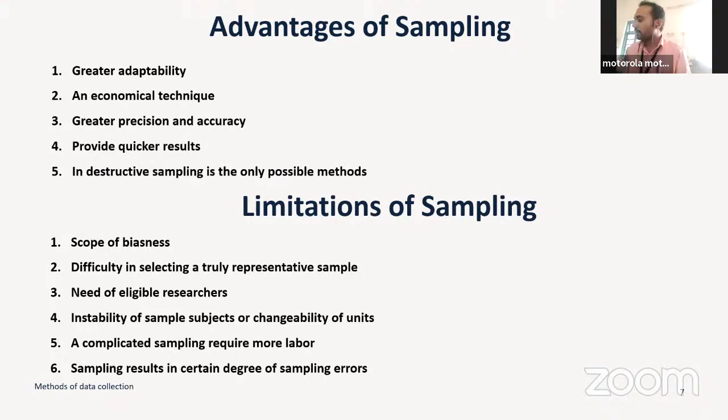Well, sampling errors are one of the major limitations of sampling methods, because in many cases researchers, not intentionally, are doing research with sampling bias and sampling errors. So I will explain both concepts later. So that's enough for now, sir.